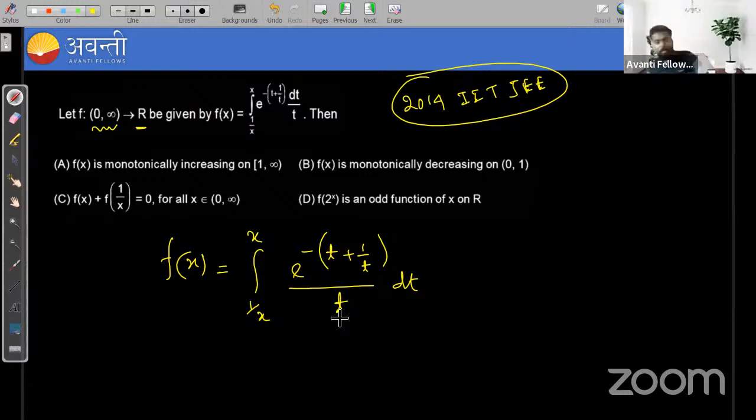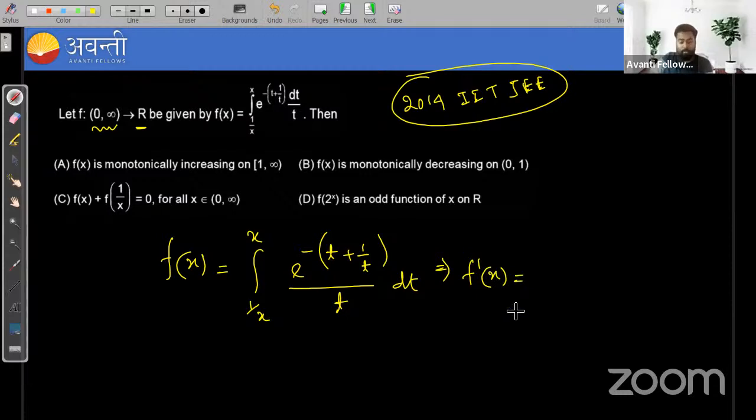Okay, so how can we check whether a function is monotonically increasing or monotonically decreasing? By finding the first derivative of that function. So f of x is already given, so we need to find its first derivative. Let's go through the first option.